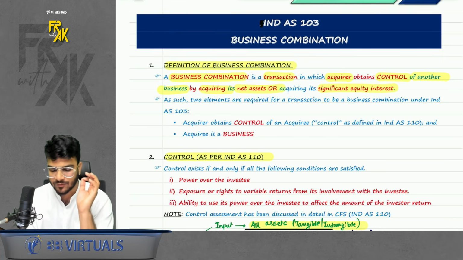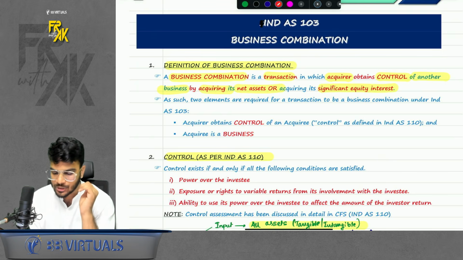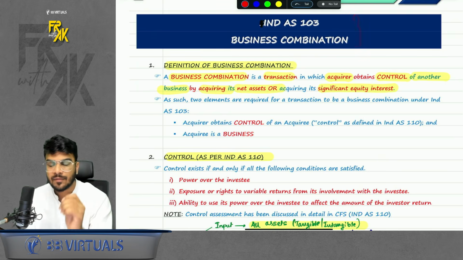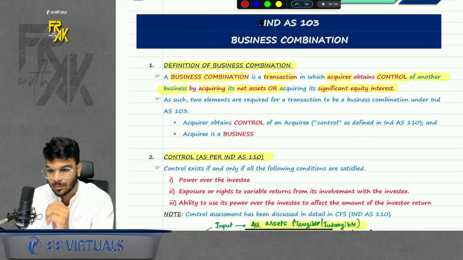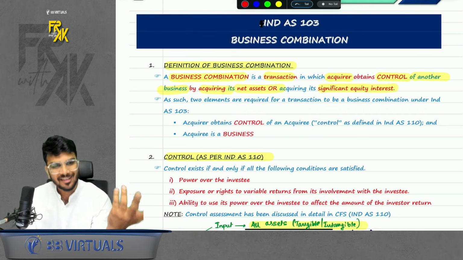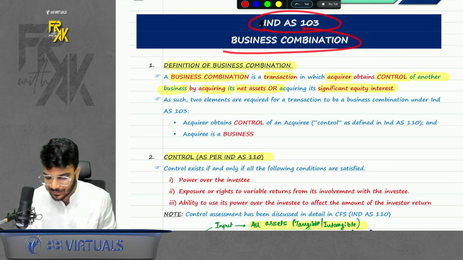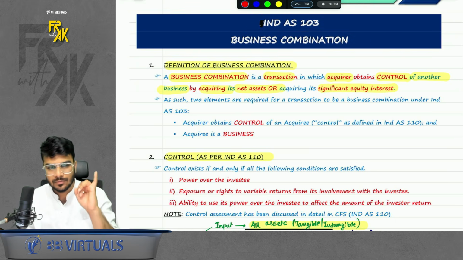So let's start the revision of Ind AS 103 business combination. Do remember three things. First, this is going to be in 100% English. Second, in this revision we will cover the concepts as well as the questions. Third, let's start. Without wasting the time, let's start the revision in 3, 2, 1 and go.